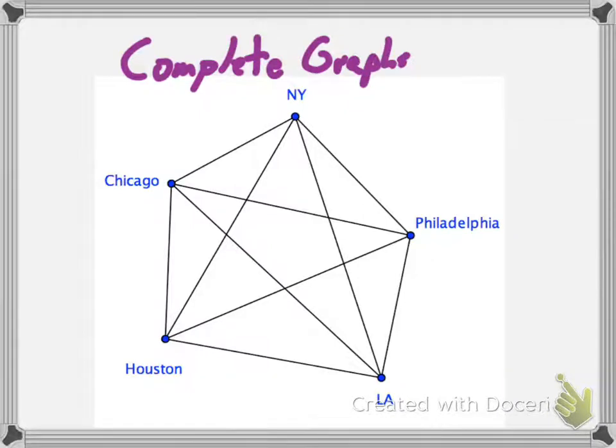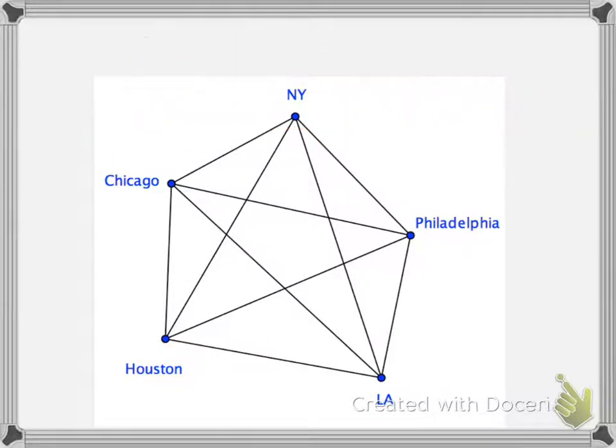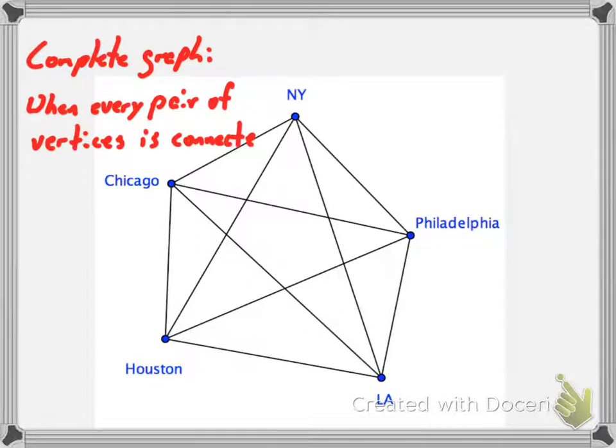We're going to do a quick video, actually probably not so quick, this might be a little longer, on complete graphs and some ways to solve them. So what is a complete graph? A complete graph is a graph where every pair of vertices is connected by a unique edge. So all of these vertices, all 5, are connected to each other. So that is a complete graph.